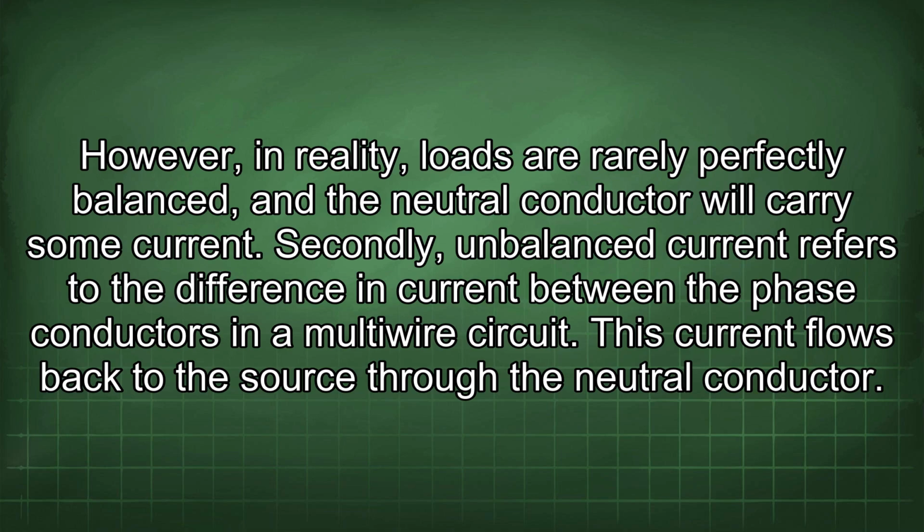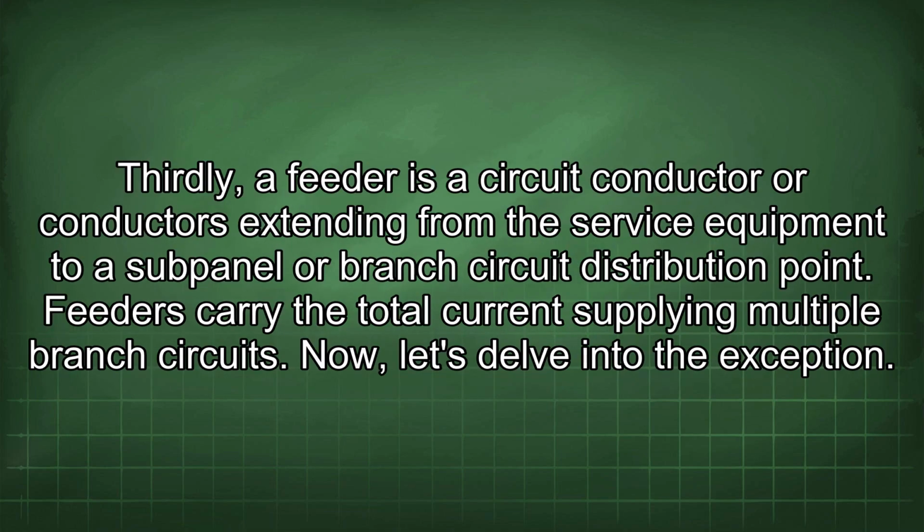Secondly, unbalanced current refers to the difference in current between the phase conductors in a multi-wire circuit. This current flows back to the source through the neutral conductor. Thirdly, a feeder is a circuit conductor or conductors extending from the service equipment to a subpanel or branch circuit distribution point. Feeders carry the total current supplying multiple branch circuits.